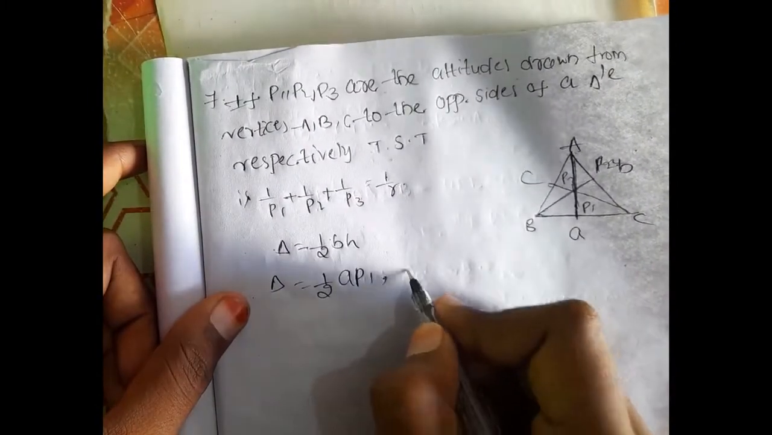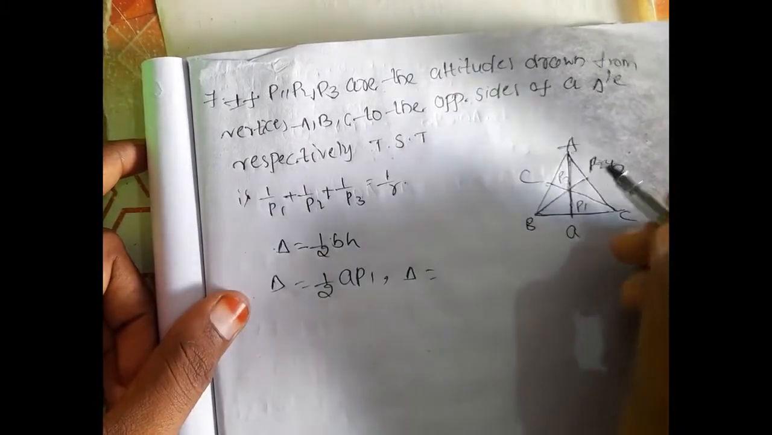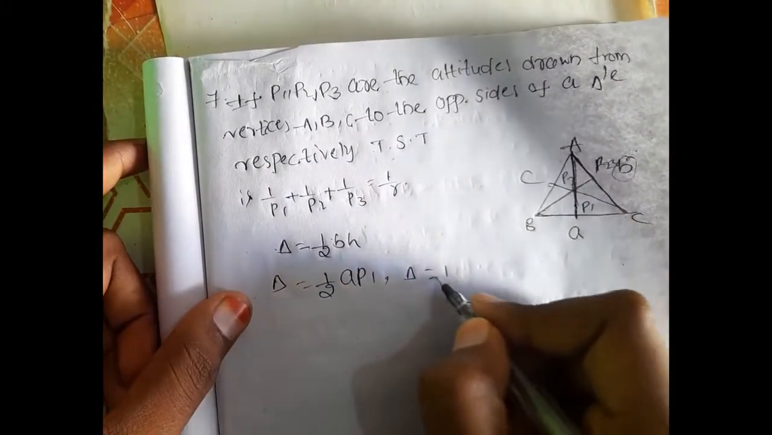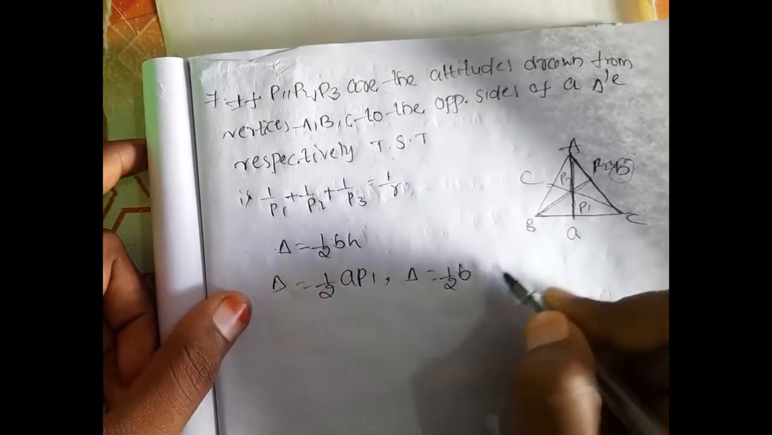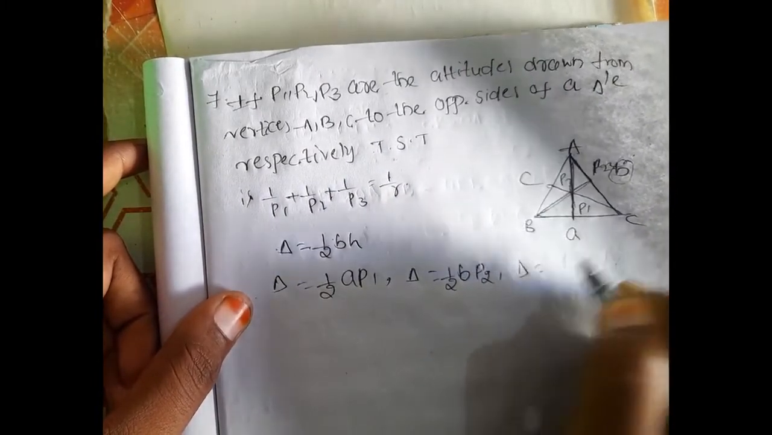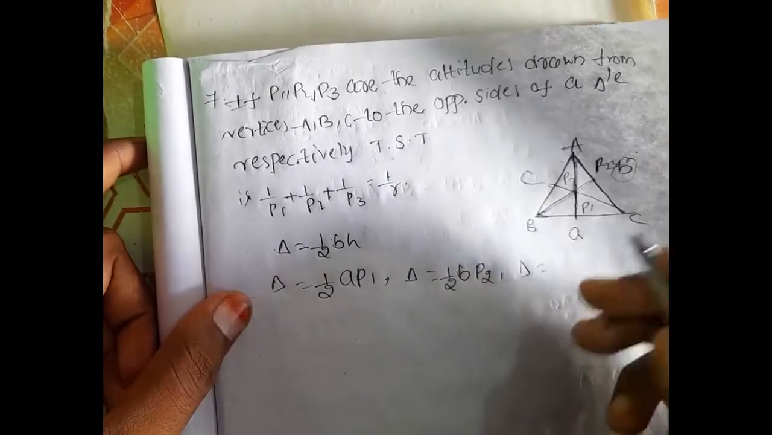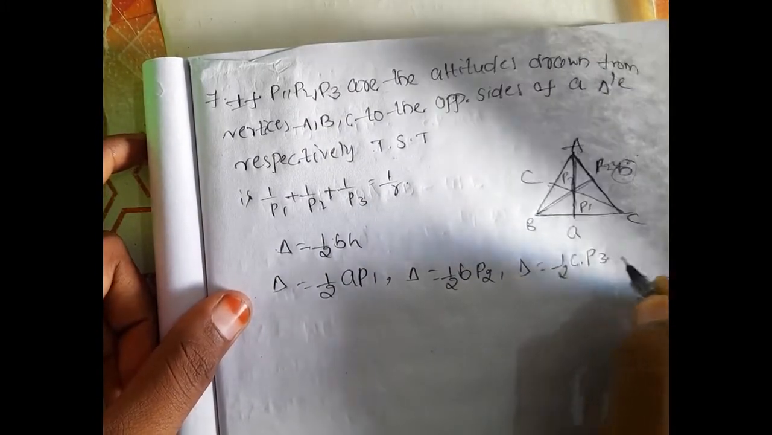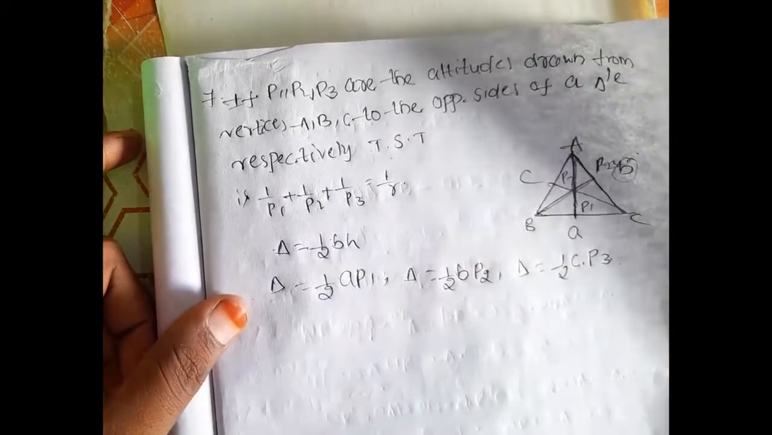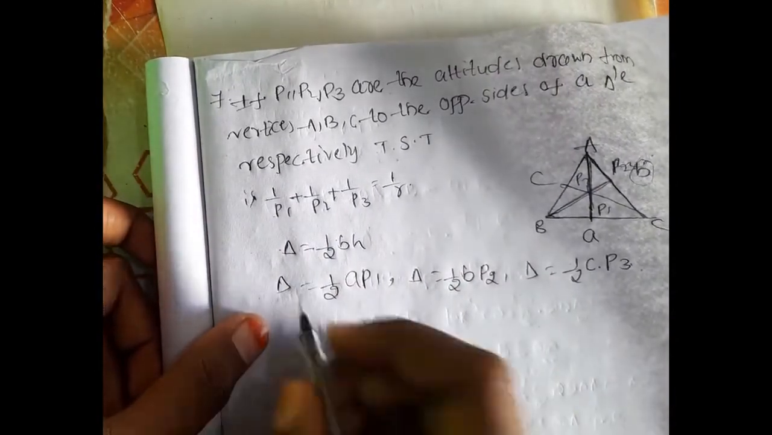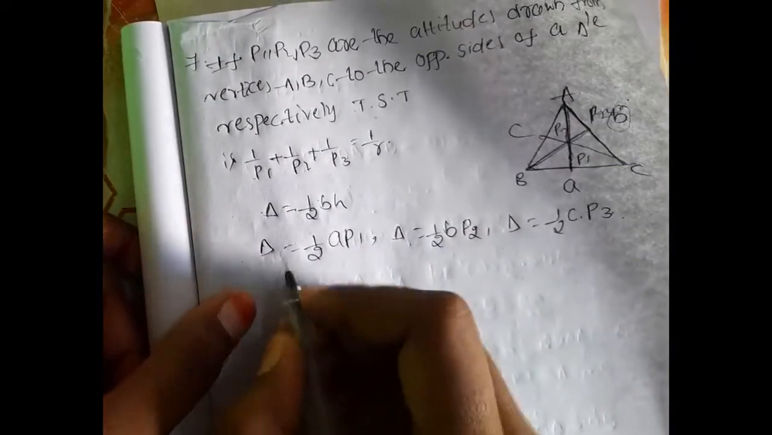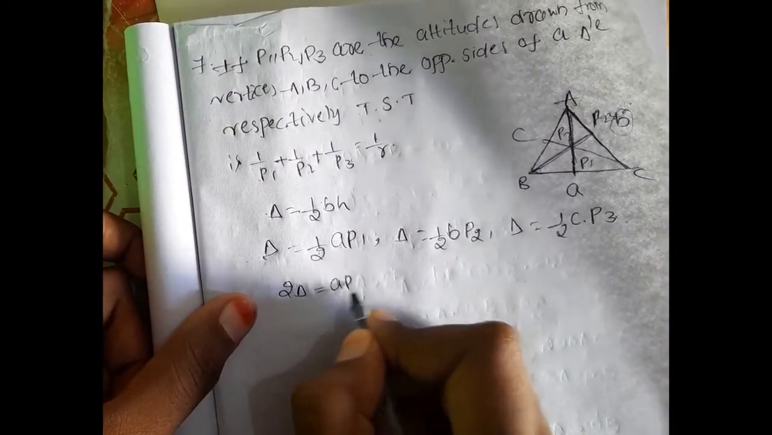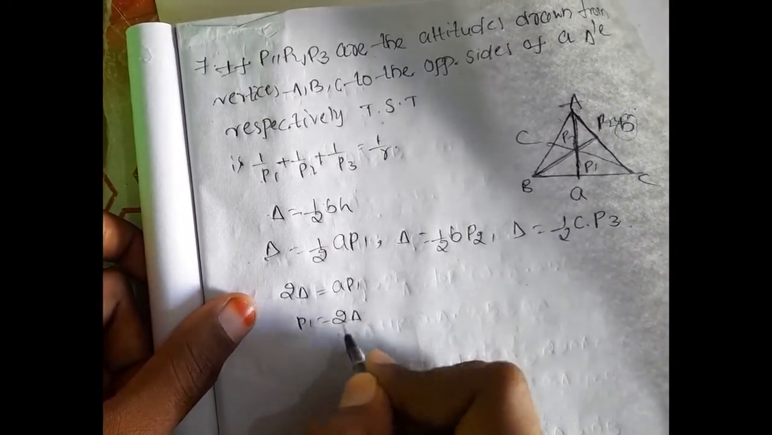And for another delta, let's consider this as base. Now what is B here? Base is B. And what is height? P2. And let's consider this as base. Then what is base? C is base. Now height is P3. So now from this, 2 delta equals A P1. So P1 equals 2 delta by A.